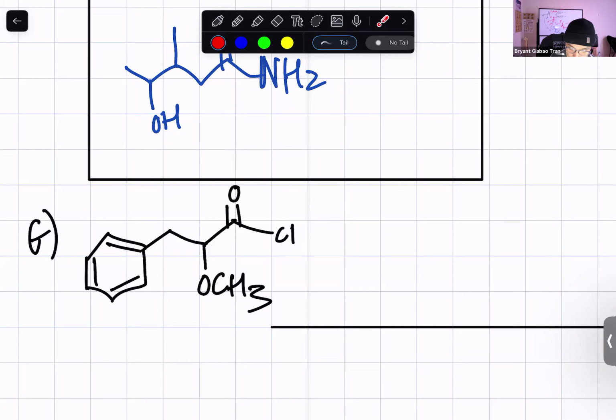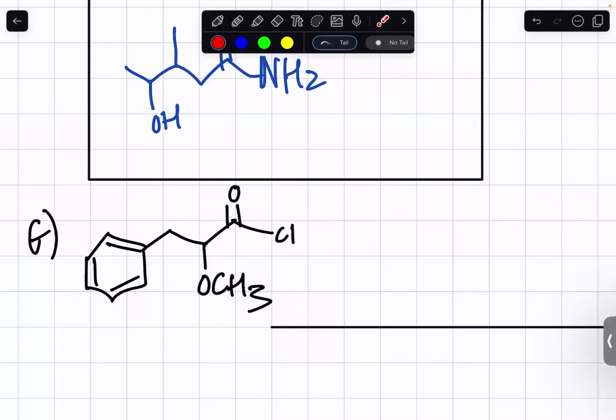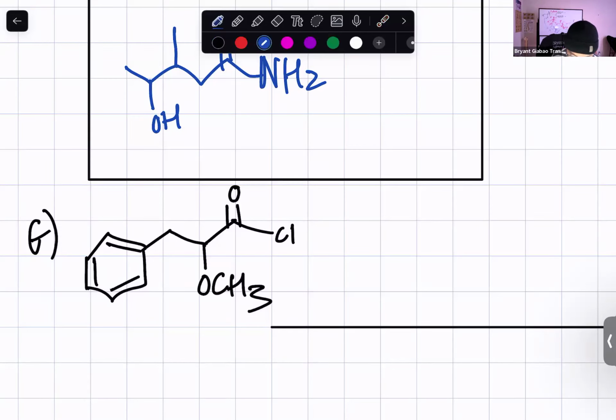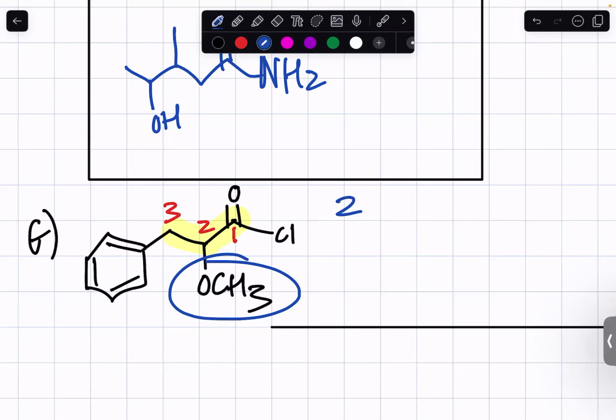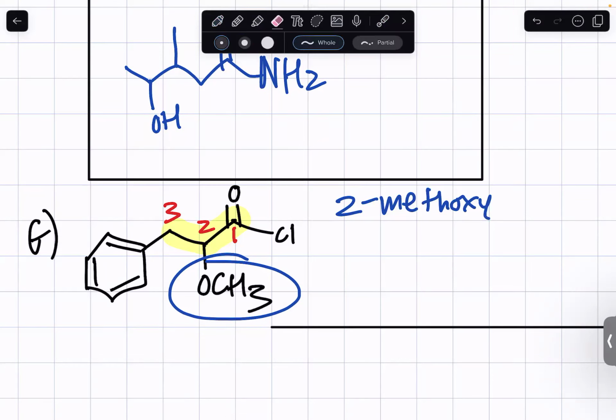So what would be the highest priority functional group in this structure here? The acyl halide. Yep, the acyl halide, which is going to be specifically the acyl chloride. So this is going to be our number 1 atom, 2, 3. So that's our longest chain, that 3-carbon chain. What is this substituent here on carbon 2? Methoxy. Yep, methoxy, 2-methoxy. Right.